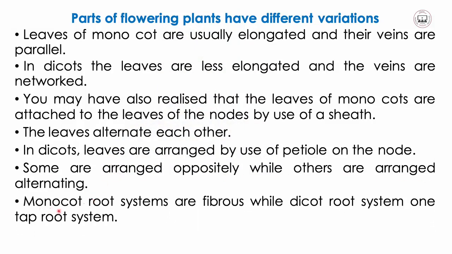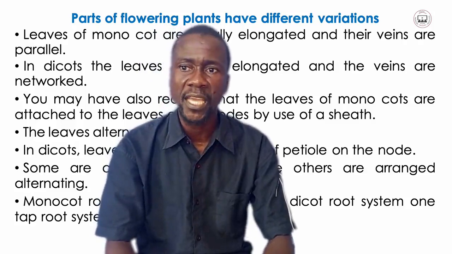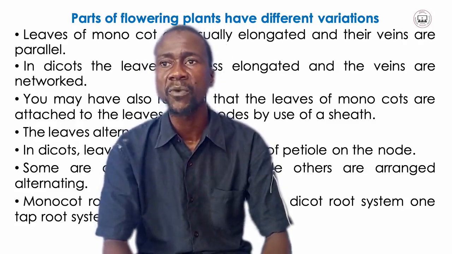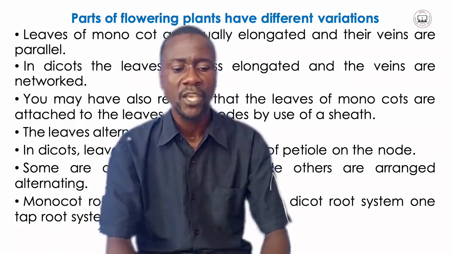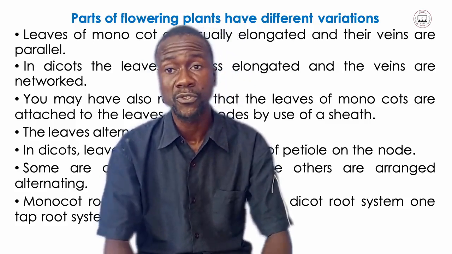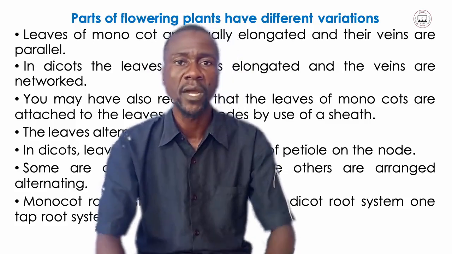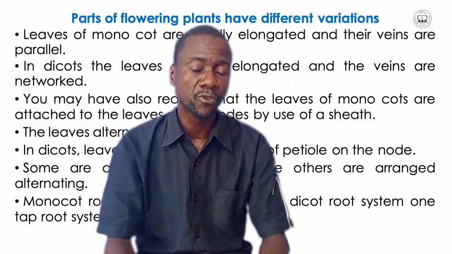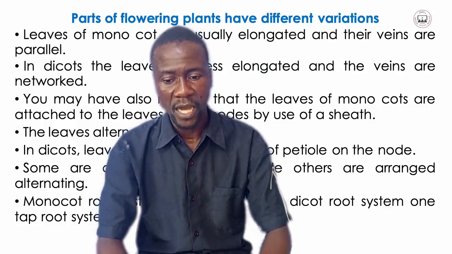Monocot root systems are fibrous, while the dicot root system is what we call the taproot system. So these are some of the variations that you can see in flowering plants. The parts are there, but when you come specifically to flowering plants, you will notice that they have differences where you should not take them as one. These are divided into two: the monocots and the dicots.